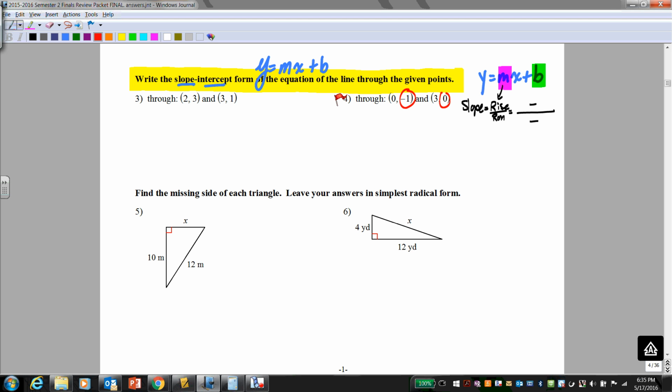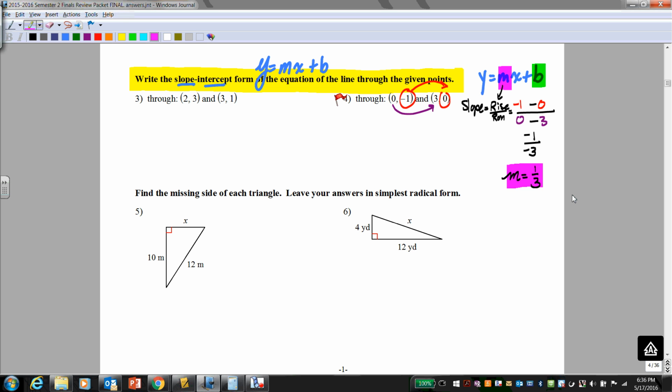And rise, we subtract the y's. So I'm going to go like this, left to right. -1, 0. Run, we subtract the x's. So I'm going to go this way. Notice I'm drawing arrows, so I make sure that we go consistent. Now you simplify. -1 minus 0, that's -1. That's -3. I just figured out that my slope is going to be +1 over 3. That is my m.